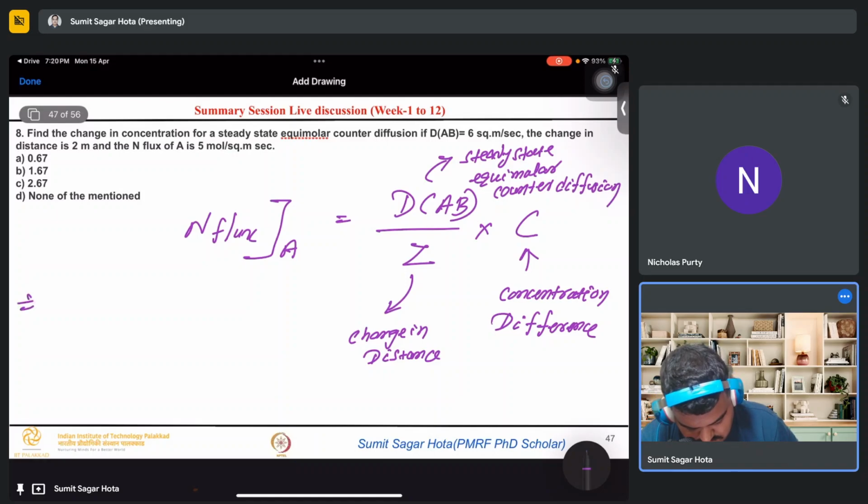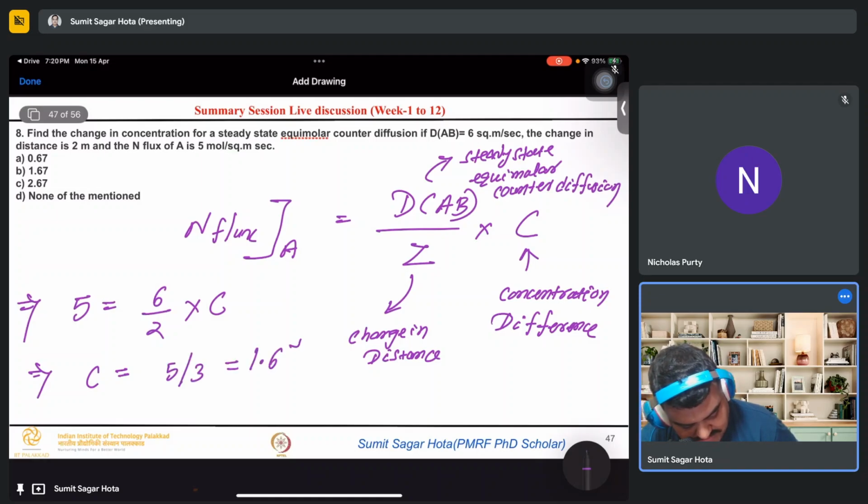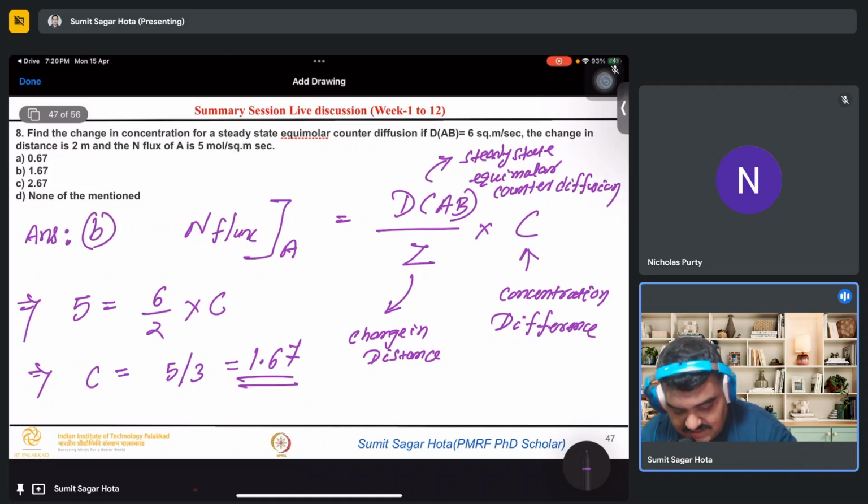So if you solve it, 5 equals 6 by 2 into C. So what is C now? C is equal to 5 by 3, which is 1.67. Your answer is B.